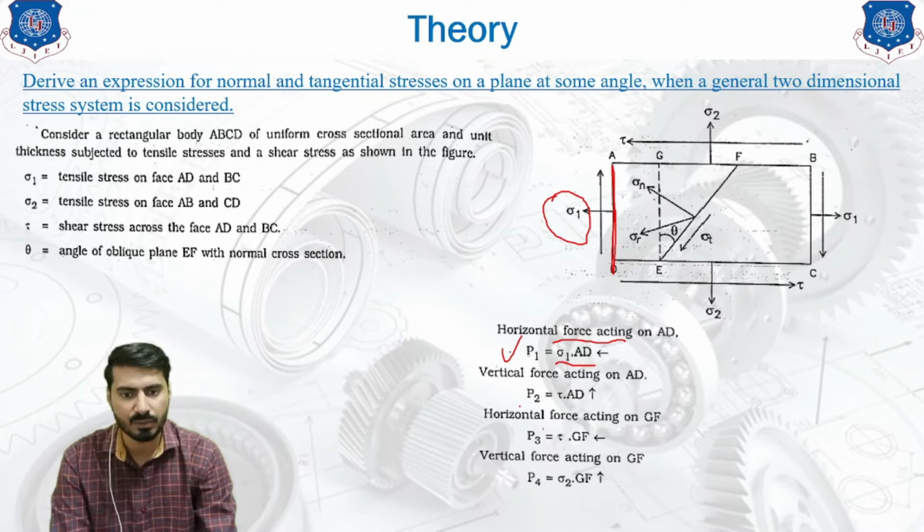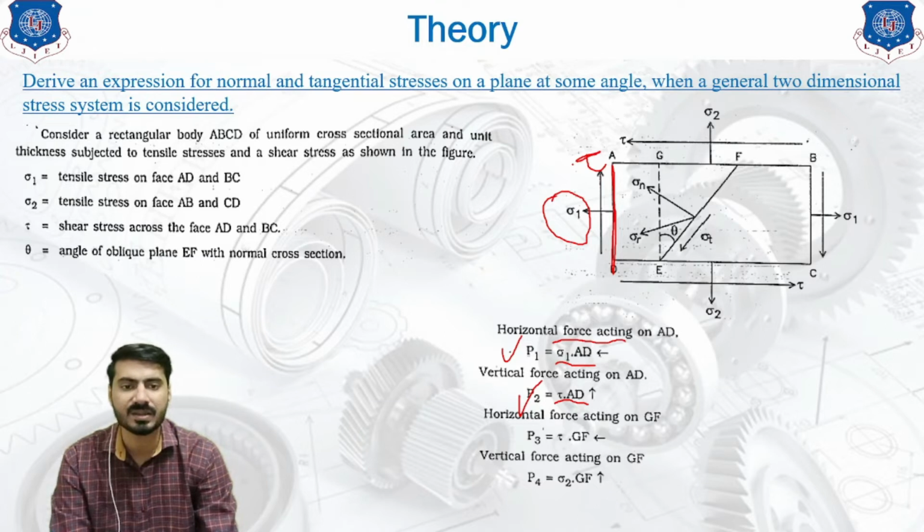Similarly, if you want to find out the vertical force acting on the AD, then we name it P2, equals shear stress tau into AD. Why is it so? Because on the AD plane, tau is also acting. There are two different stresses acting on the AD plane, that is sigma 1 and tau.